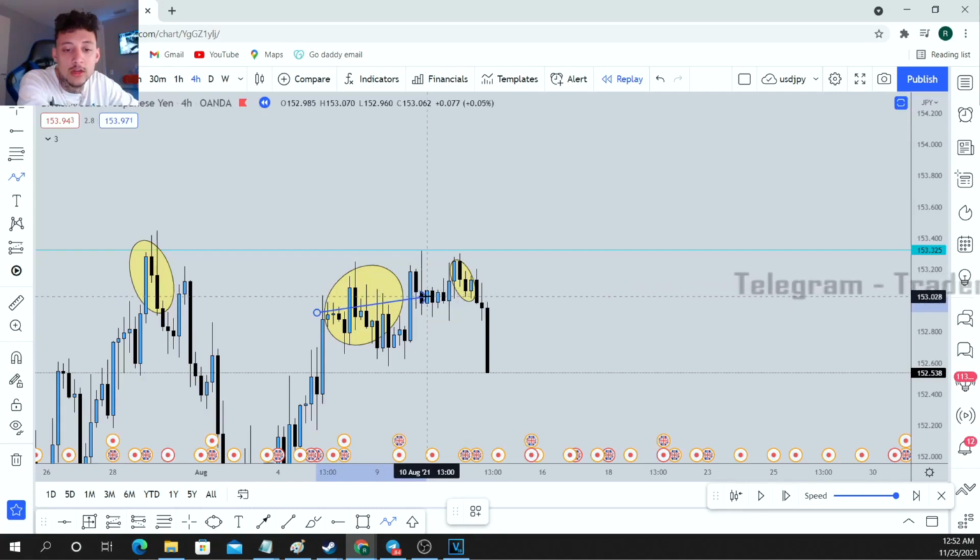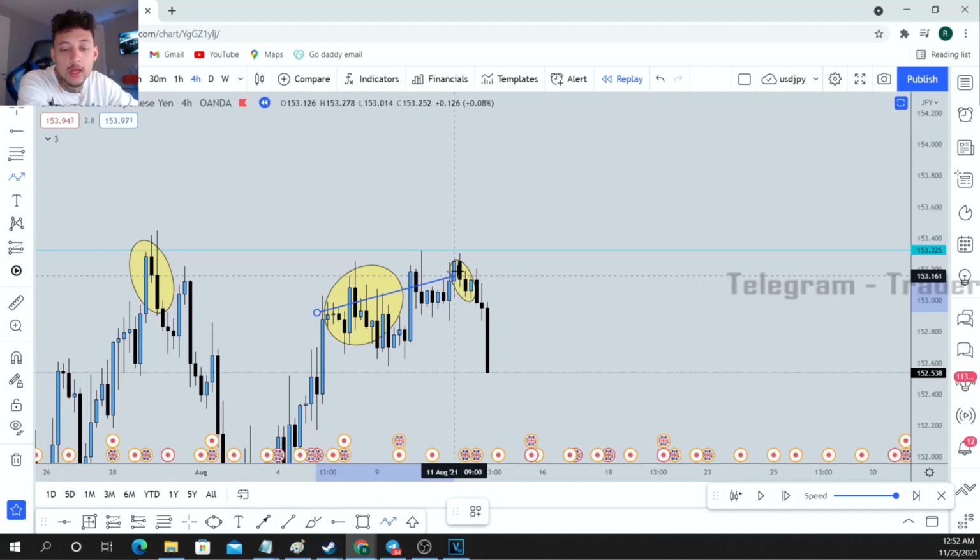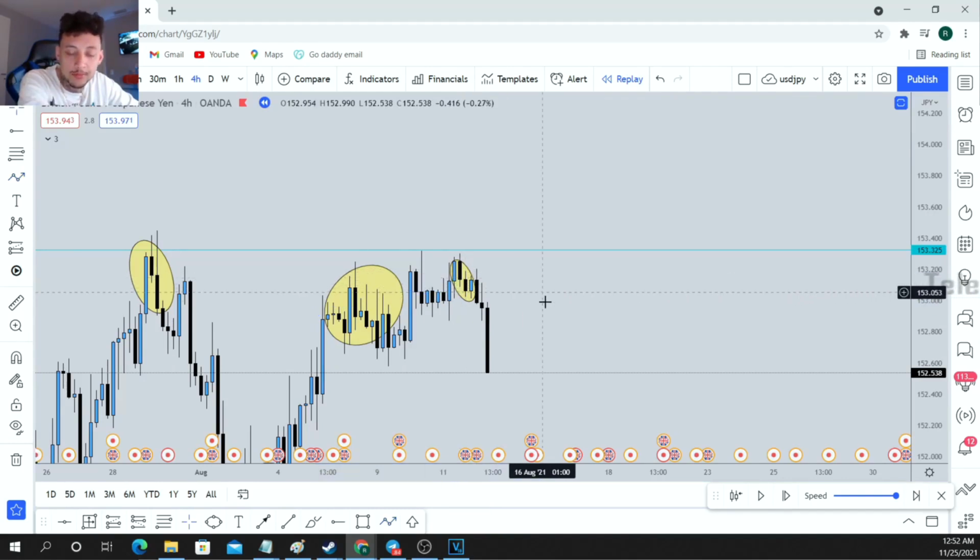This bullish candlestick here didn't close under the low of this bearish candle. This bearish candle didn't close under the lowest low of this bullish candle, so on and so forth. But this candle did close under the lowest low of this candlestick here, right? And now notice how you have the variation pattern.